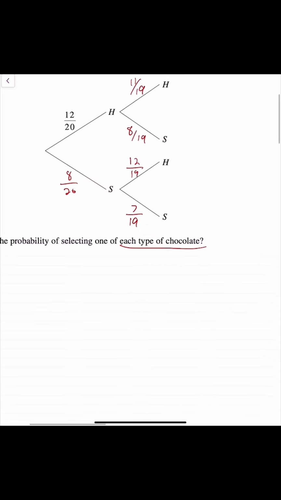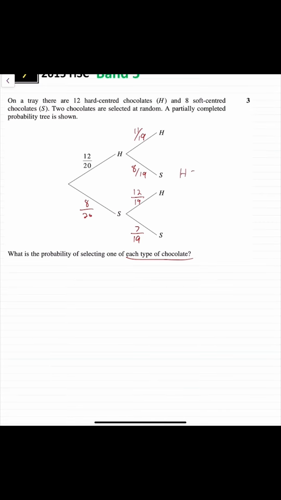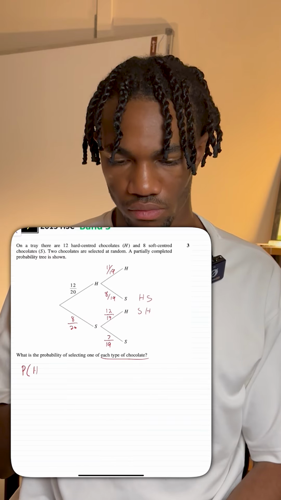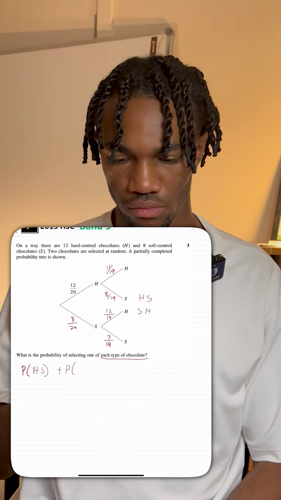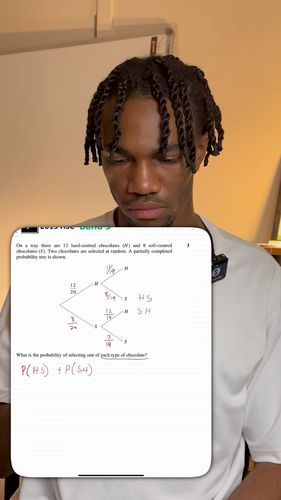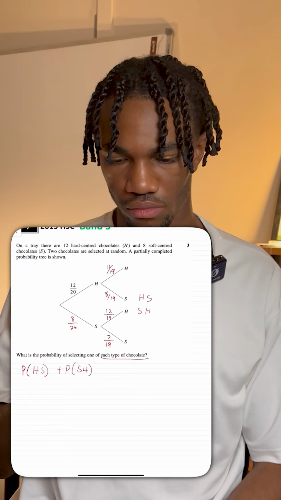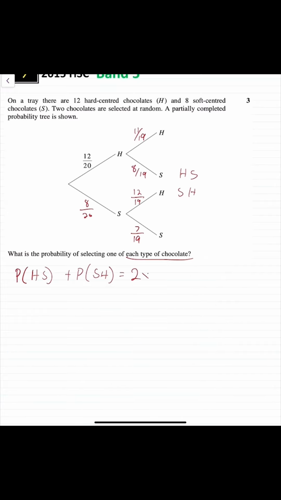Cool. So one of each, that means I want HS or SH. So the probability of HS plus the probability of SH. Here's a shortcut for you. These two probabilities are the same, so just calculate 1, then double it. So it's going to be 2 times the probability of HS.